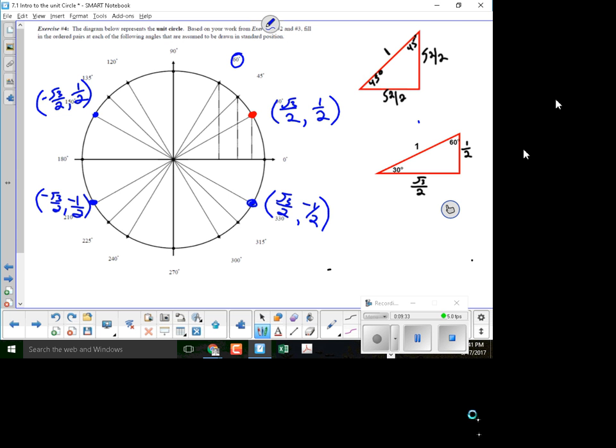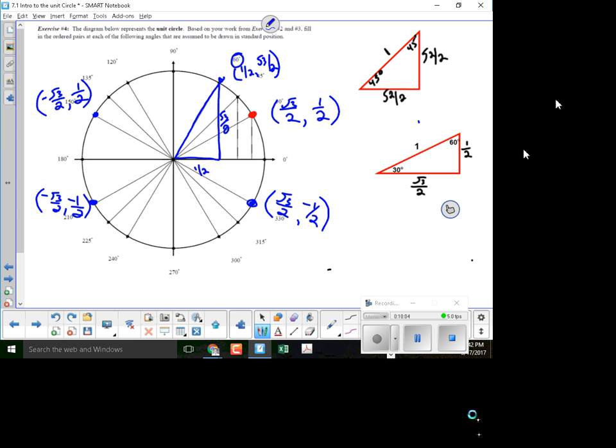So I can take this triangle. The hypotenuse is always going to be the one side. This is the long leg, so that's going to be rad 3 over 2. And this is the short leg, that's going to be 1/2. So the 60-degree angle has an x-coordinate of 1/2, because the short side is now the x-coordinate, and the y-coordinate of rad 3 over 2.